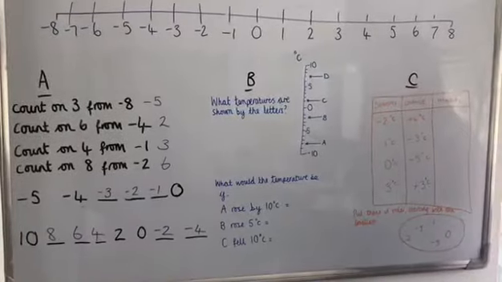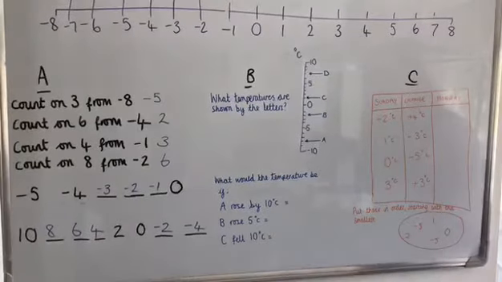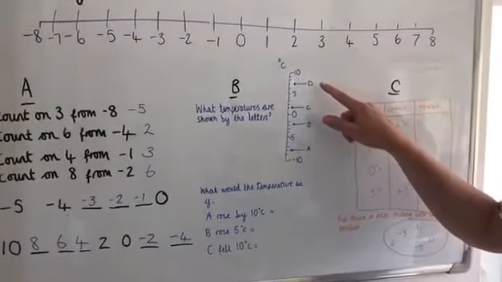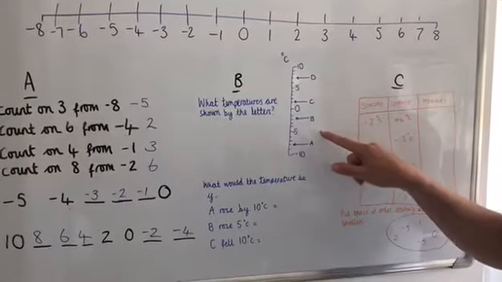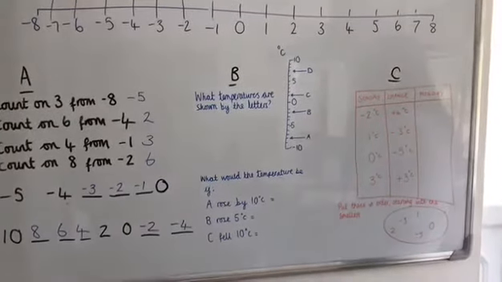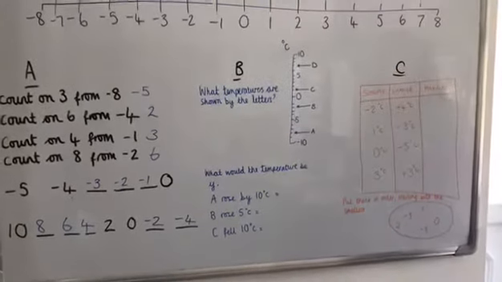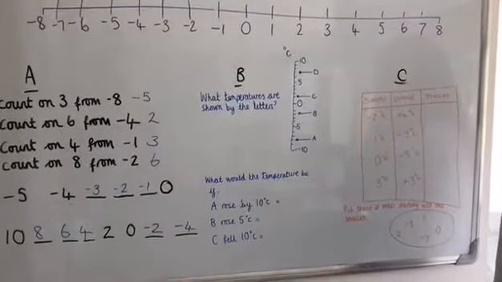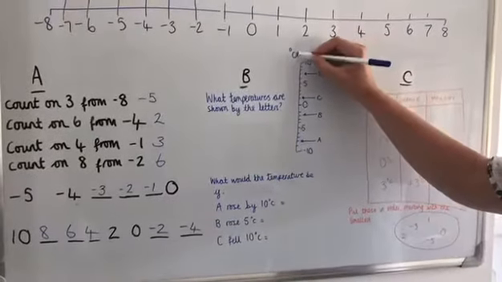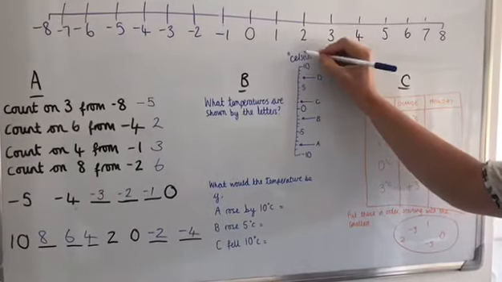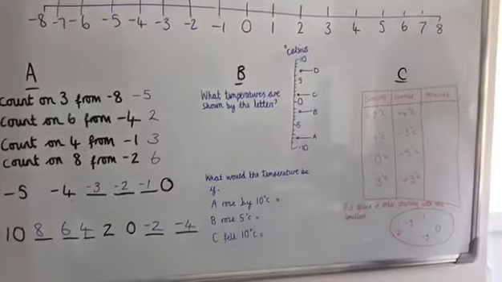Okay, now on to section B. So you can see here that we need to find out what temperatures these letters are representing. So this one here has this little circle and the letter C. I wonder if you know what this stands for. This is standing for Celsius. Degrees Celsius, how we measure the temperature of something.